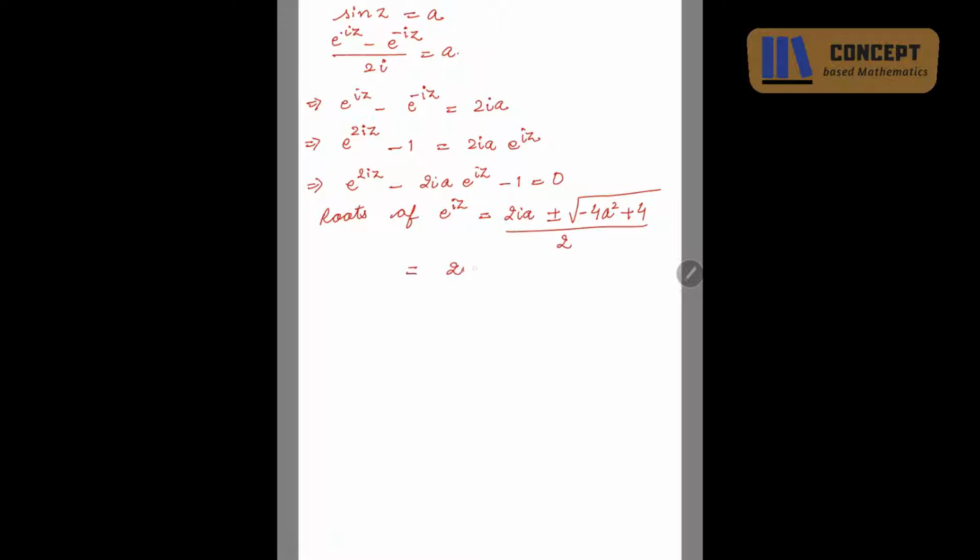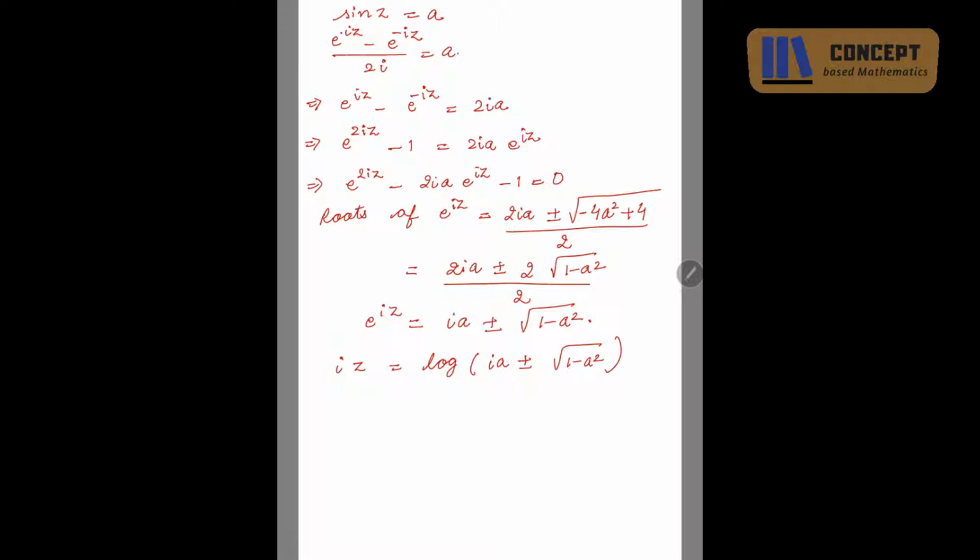Which is equal to 2 iota a plus minus, taking 4 out of the square root, 2 comes out. So this is 2 under root of 1 minus a square, divided by 2. Cancelling this 2, I get iota a plus minus root of 1 minus a square. So this is e to the power iota z. Now taking log on both sides, I get iota z is log of iota a plus minus under root 1 minus a square.